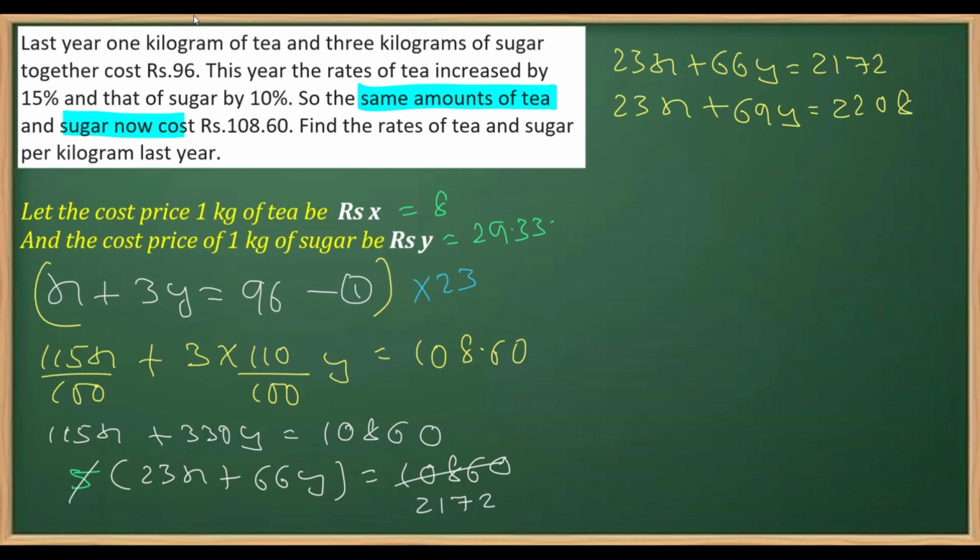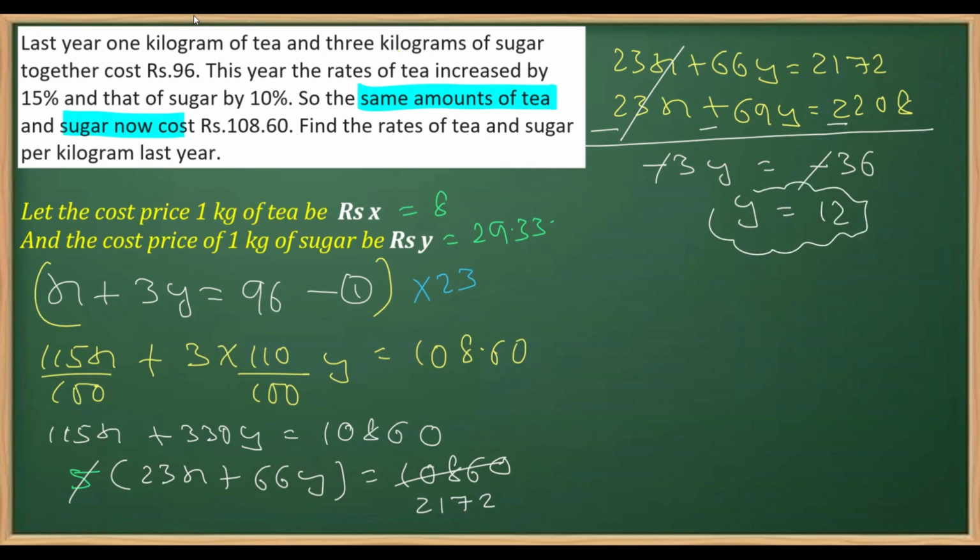Now I'll do elimination, and I'm subtracting these two equations. So this gets cancelled. What I'm getting is minus 3y. And from here, if I subtract 2172 from 2208, it should come as 36. Minus 36, as this is bigger. Minus minus gets cancelled. So we get y as 36 divided by 3, which is 12.